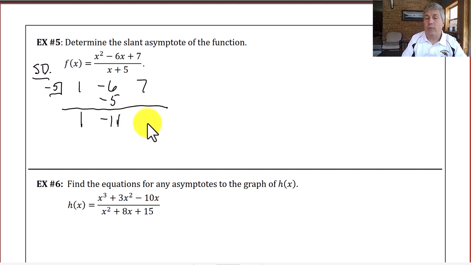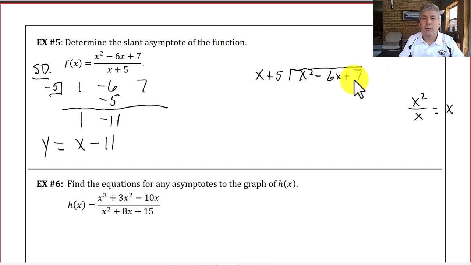At this point, I really don't care about the remainder, because now I've found the equation of my slant asymptote. It's just the equation of a line. I don't care about the remainder in my synthetic division. So the equation of my slant asymptote is y equals 1x minus 11.